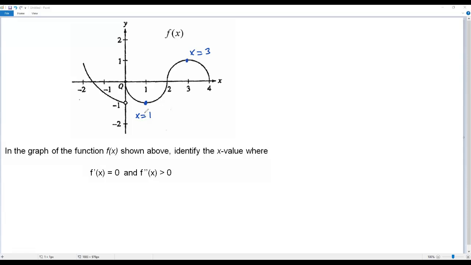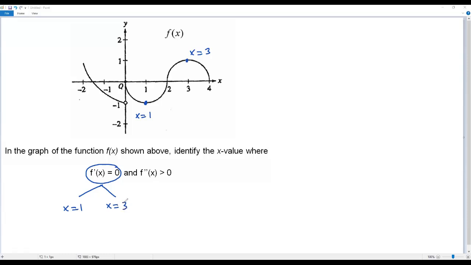Since we have a local minimum and local maximum at x equals 1 and x equals 3, at these two values of x the first derivative of the function f of x must be 0. So when f prime of x equals 0, we get two values of x: one is x equals 1 and the other is x equals 3.